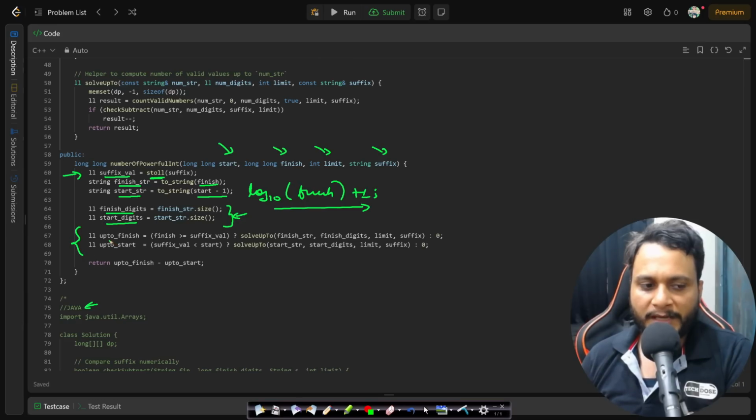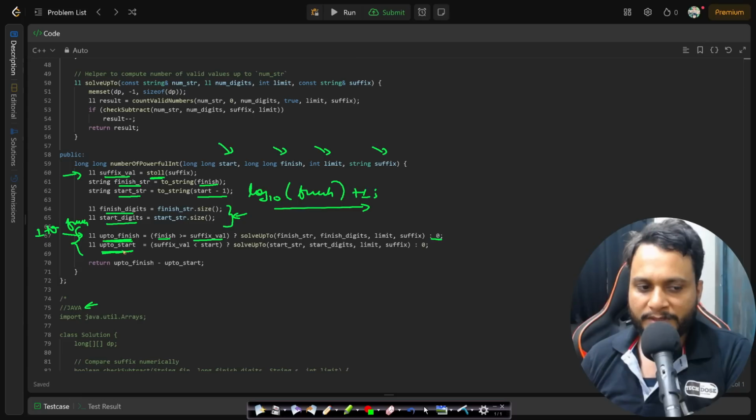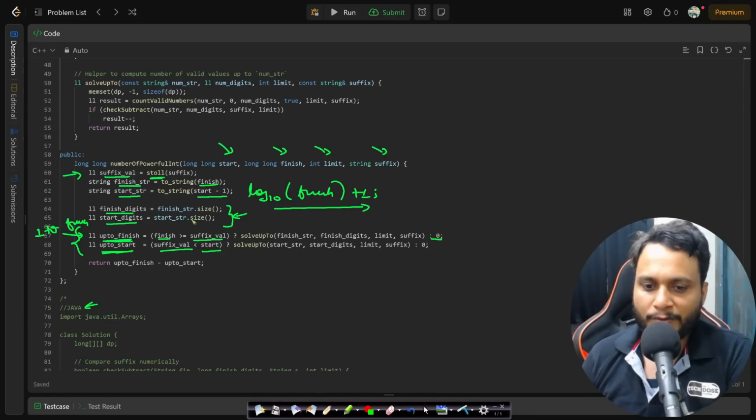Now I will be calculating the count of all the valid numbers from 1 up to finish, and 1 up to start - 1. But I will only calculate up to finish if the finish is actually greater than or equal to the suffix value. Otherwise we will always have 0 as the answer, right? And the same goes for start. I will always calculate from 1 to start minus 1 if the suffix value is less than start. Otherwise, you already know the count will be 0, so why don't you just replace it with 0? Why are we solving it, right?